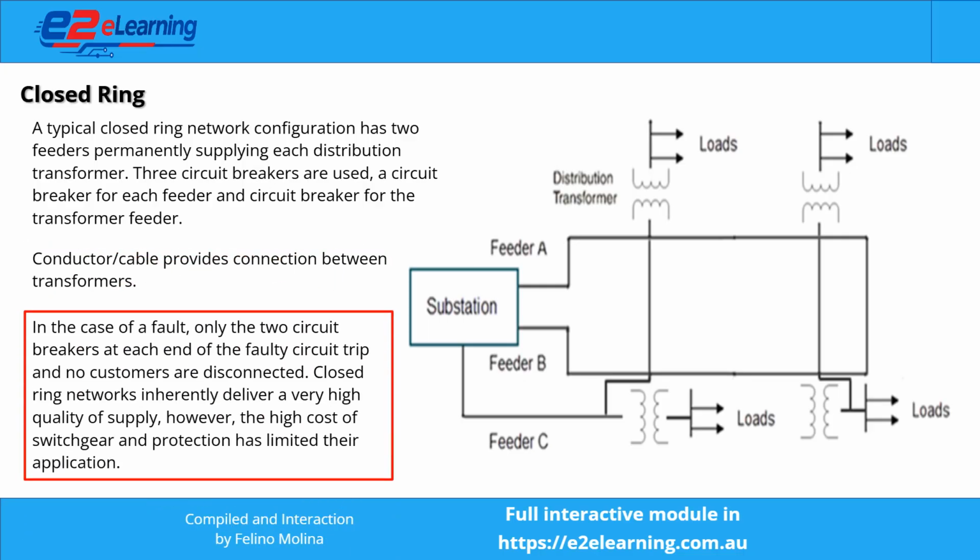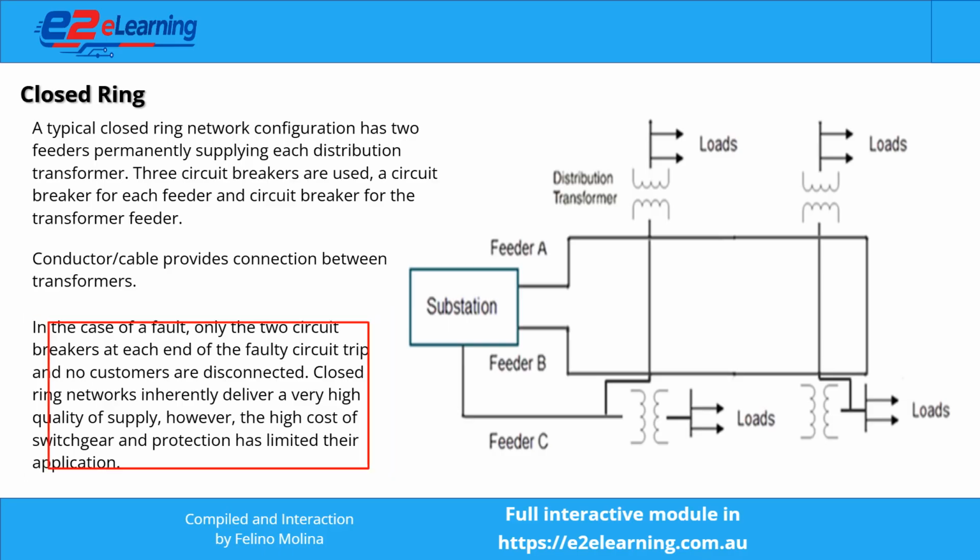In the case of a fault, only the two circuit breakers at each end of the faulty circuit trip, and no customers are disconnected. Closed-ring networks inherently deliver a very high quality of supply. However, the high cost of switchgear and protection has limited their application.